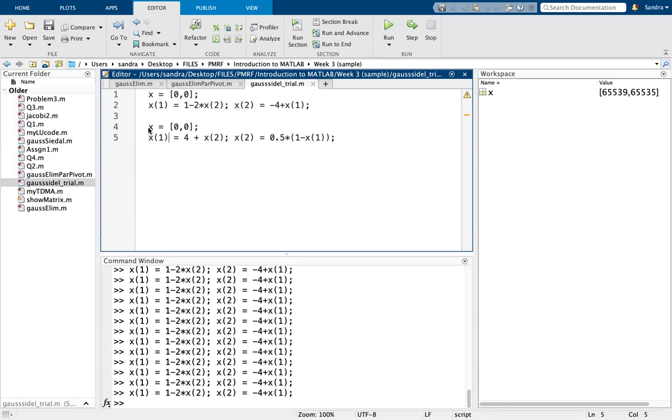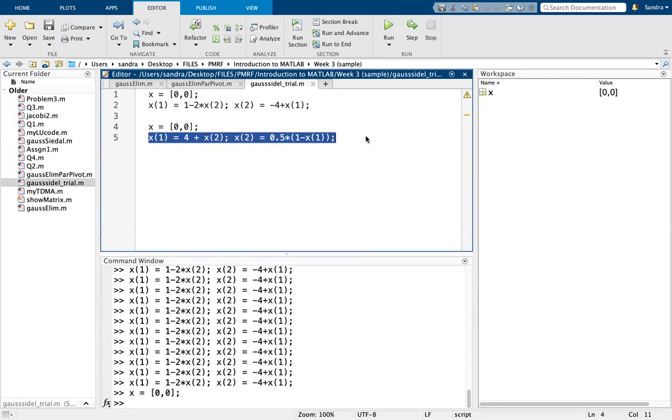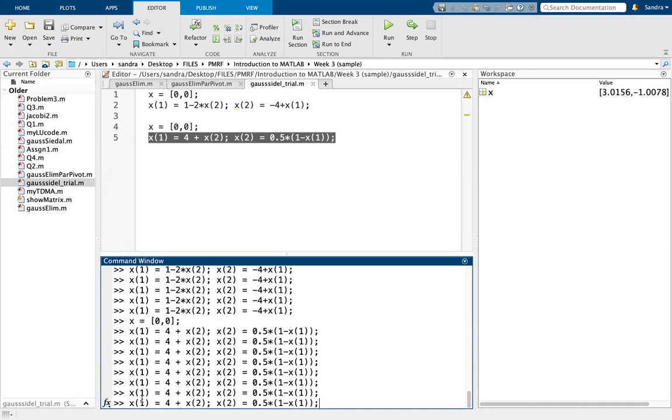Now the second way of writing the equation is this. Again, I'm writing x equal to 0, 0. This is the second set of equations. You can see it is 4, minus 1.5. Let me run the equation once more. It became 2.5, minus 0.75. 3.25, minus 1.125. 2.875, minus 0.9375. 3.06, minus 1.03. 2.9688, minus 0.9844. 3.01, minus 1.0078.